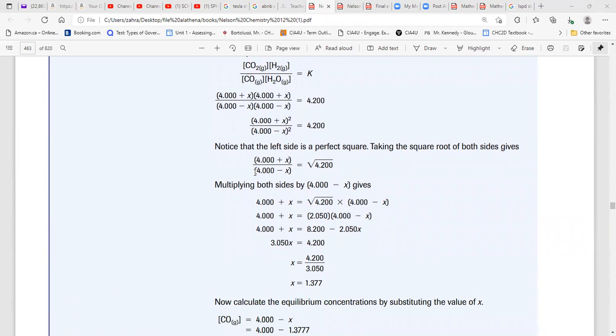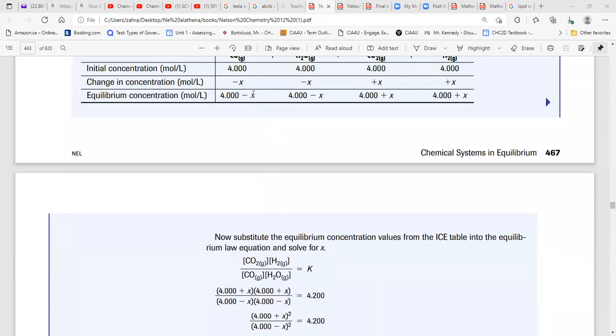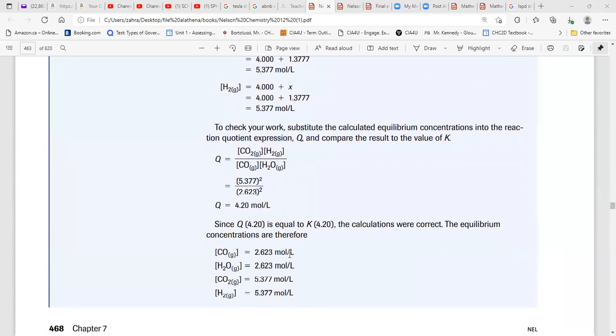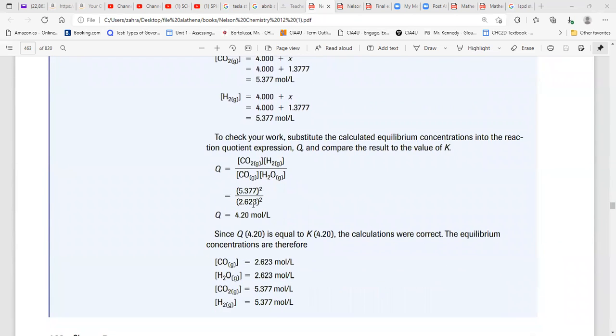Then cross multiplication, 4 minus X multiplied by this number here. You expand, bring the x to one side, bring the number to one side, and rearrange for x. X is 1.37. To find the concentration of each at equilibrium, once we find x, you put the value of x everywhere, as you see they did it here. If you want to check if your number is right or not, just simply put it in Q. See the Q is the same as your K, so it means that's true. This is the concentration at equilibrium.